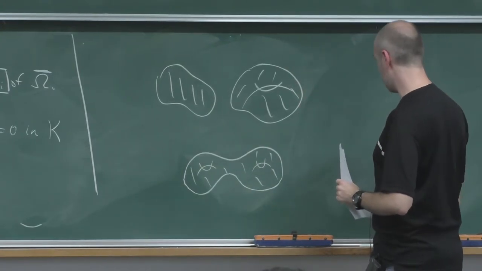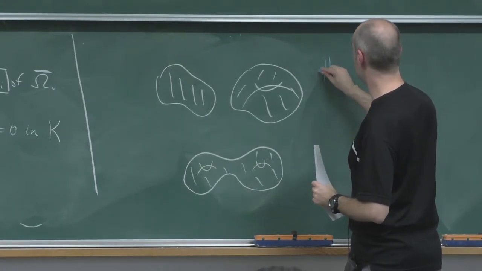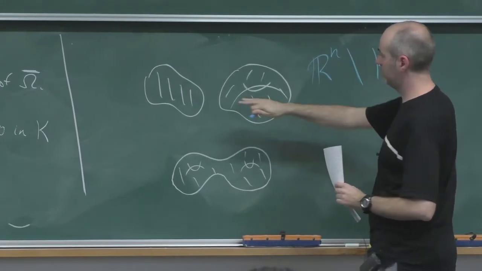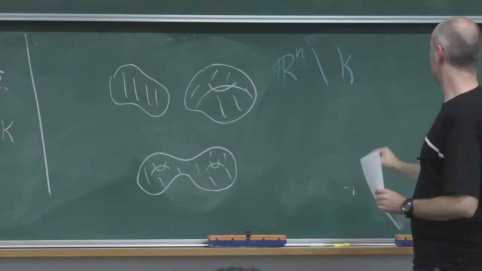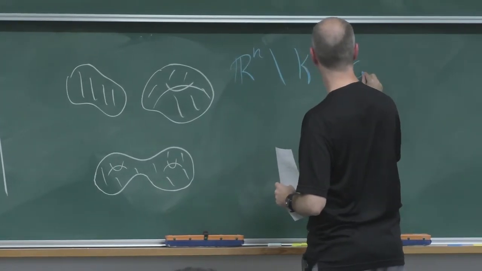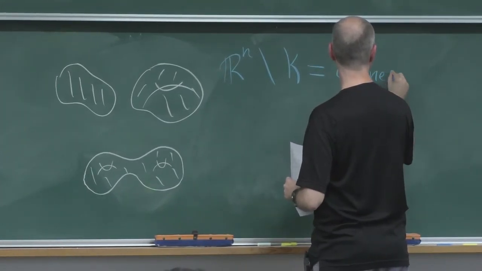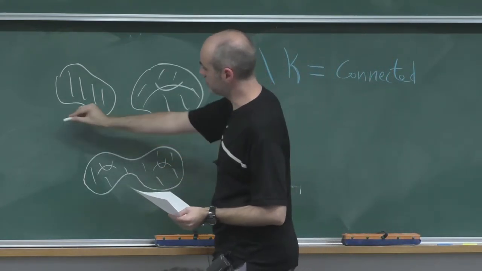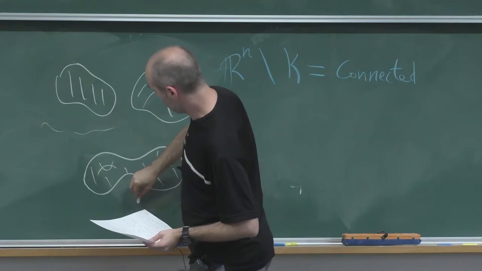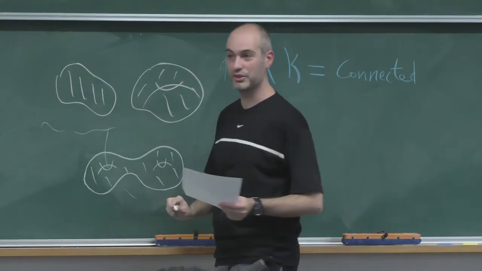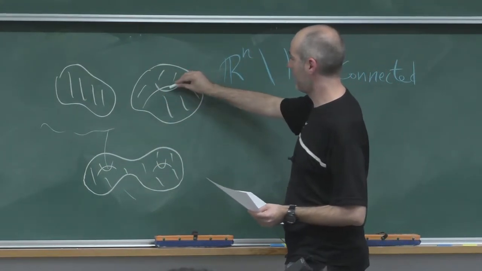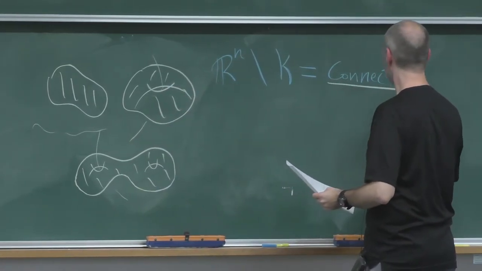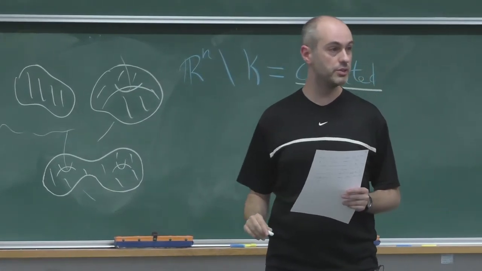So if you analyze the complement, R^n minus this set K, this is connected. It's all of this. I have holes here, but you can cross them. It's connected. Okay. So you can apply the global approximation theorem.